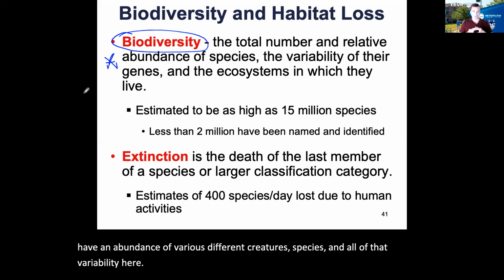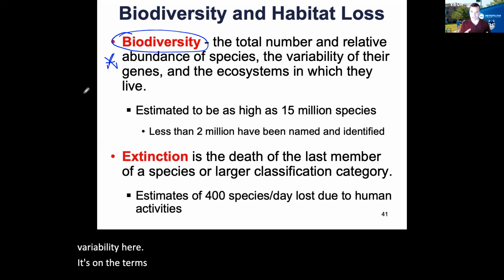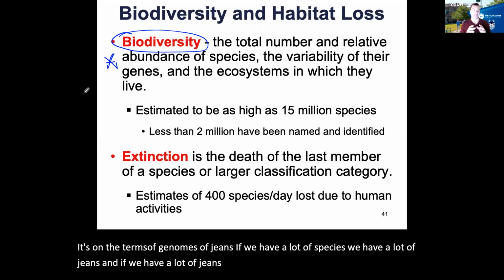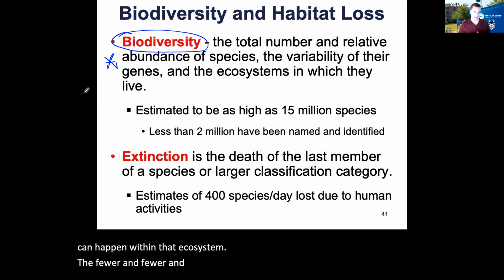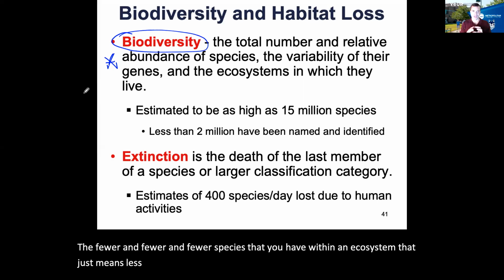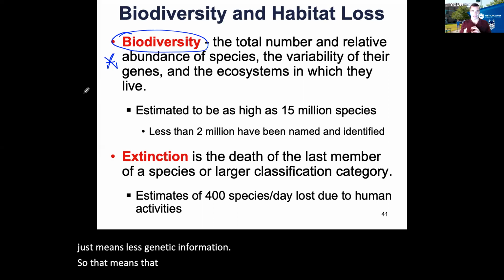It's in terms of genomes, of genes, okay? If we have a lot of species, we have a lot of genes. And if we have a lot of genes, we have a lot of potential adaptability that can happen within that ecosystem. The fewer species you have within an ecosystem, that just means less genetic information, so there are fewer genes from which to create adaptations, right?